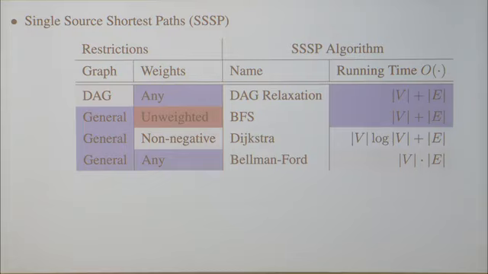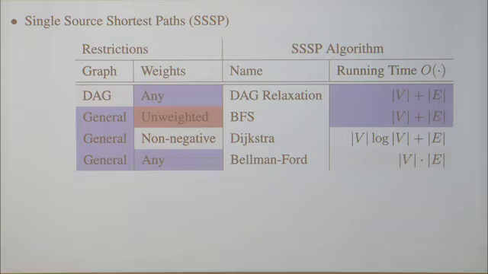And then for general graphs, we had these increasing or decreasing restrictions on the weights. First, the restriction was that they were unweighted, and that's the BFS constraint, or that they're non-negative. That's the Dijkstra constraint. And if we have no constraints, that gives us Bellman-Ford. And they increase in time.